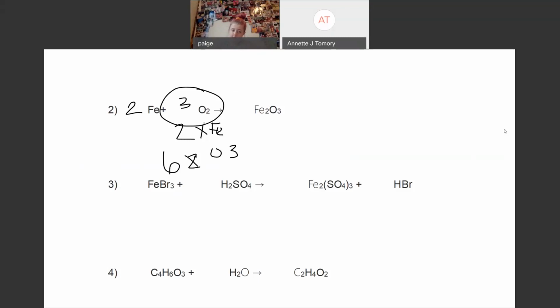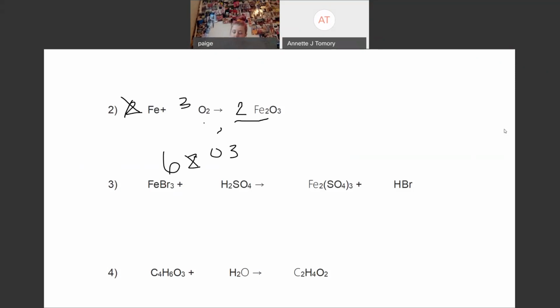So that means I have 6 oxygens on the left and 6 on the right. But in the process, what happened to the irons? It went from 2 to 4 on the right side. So what do I want to do on the left side to fix that? Overall, what's the total number I need? 4. So I'm going to cross out that 2 and put a 4 there instead.